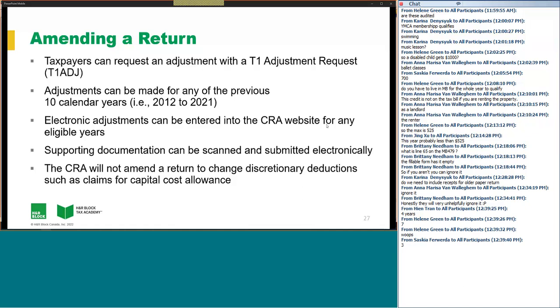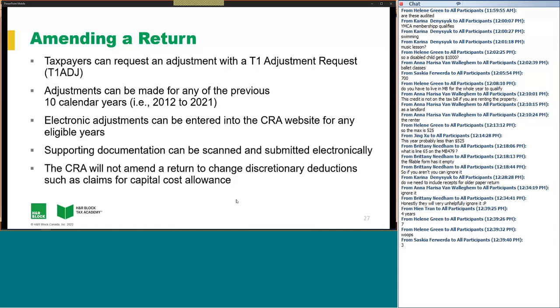So if you want to know if you can change a particular line, the best thing to do is to go in to represent a client and see if it's an option. If that line allows you to change it, then you can do the adjustment online. If it doesn't allow a change, it will give you a warning and say this can't be done online, and then you have to do a paper adjustment. Okay. A lot more adjustments can be done online now than could be done when I started working for H&R Block. If you have supporting documentation, you can scan it and you can submit that electronically.